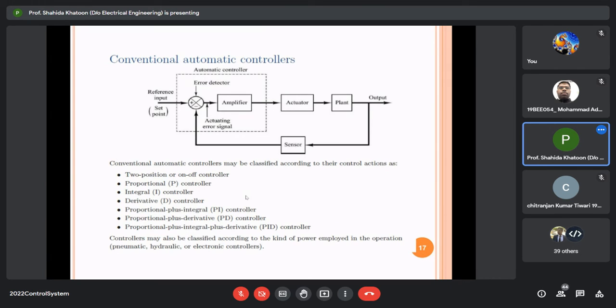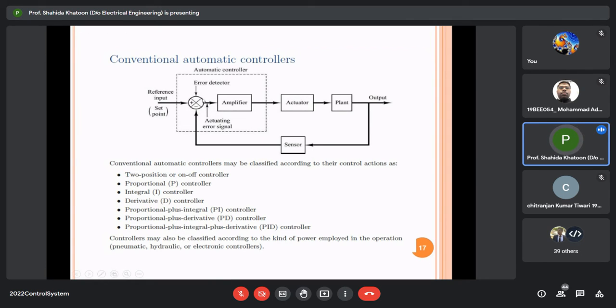So, conventions of automatic controllers. This is the part of the automatic controller. We call this part the controller. So this is fed to the actuator, which is fed to the plant, which produces the output, which is sensed by a sensor and fed back to the actuating error signal. At this point, error is being detected.